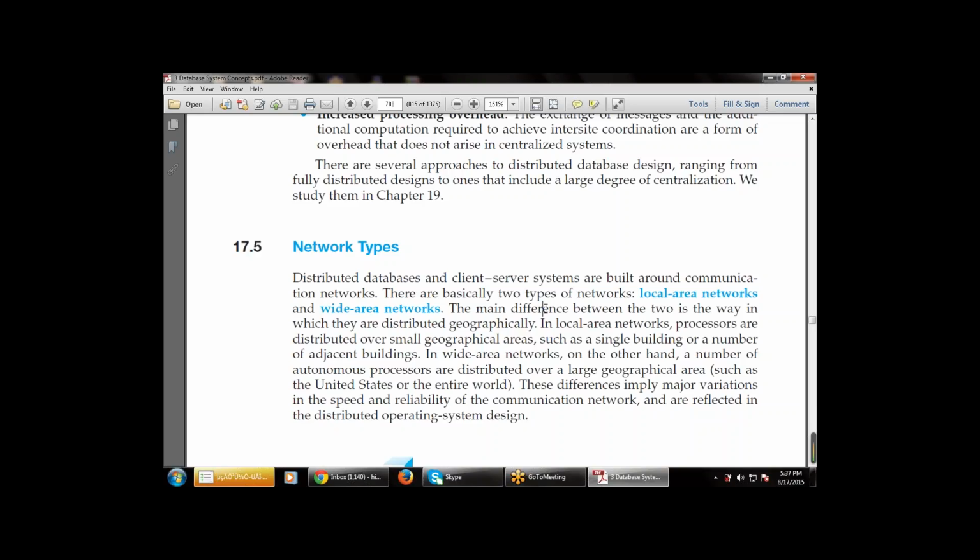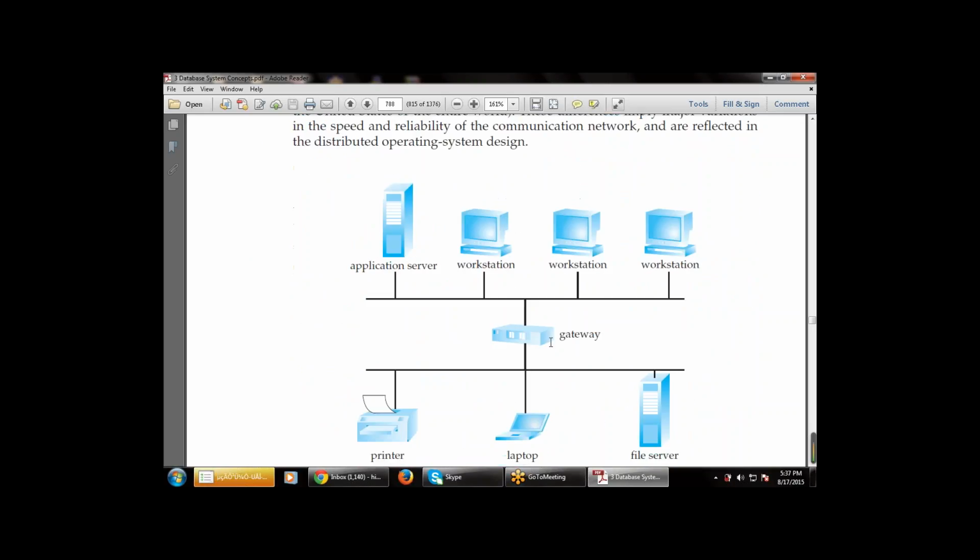That is, local area network means a network within a boundary, and the wide area network means a network beyond the geographical boundary. In a WAN, a number of autonomous processors are distributed among various large geographical areas. This is the gateway that is used.